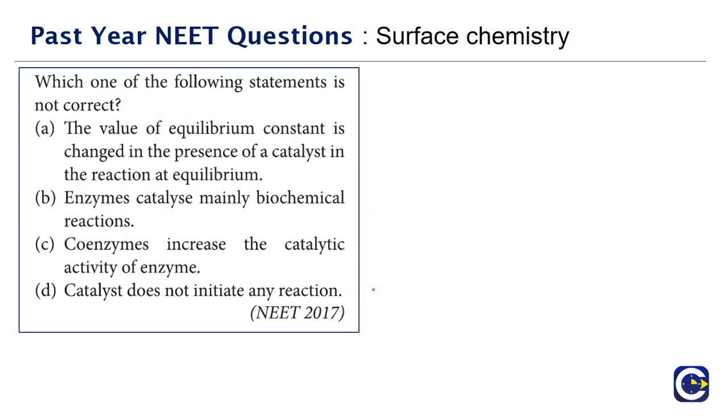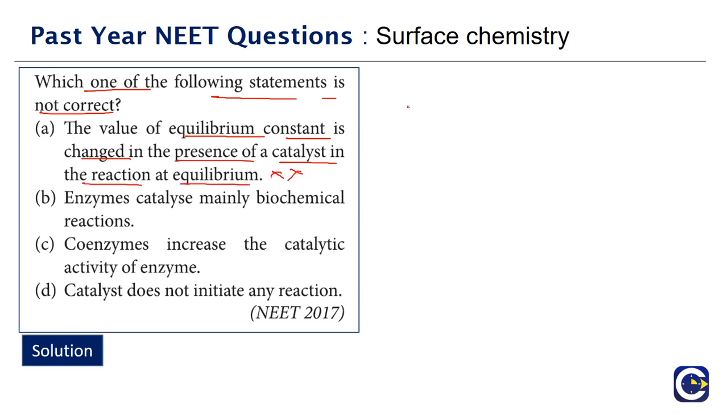Next we have a question that has come in NEET 2017. Which one of the following statements is incorrect? So these statements relate to the use of a catalyst. Option A is saying that the value of equilibrium constant is changed in the presence of a catalyst in the reaction at equilibrium. This is in fact incorrect. The use of a catalyst will not change the equilibrium constant. It only makes the attainment of equilibrium faster. So the incorrect statement is option A.